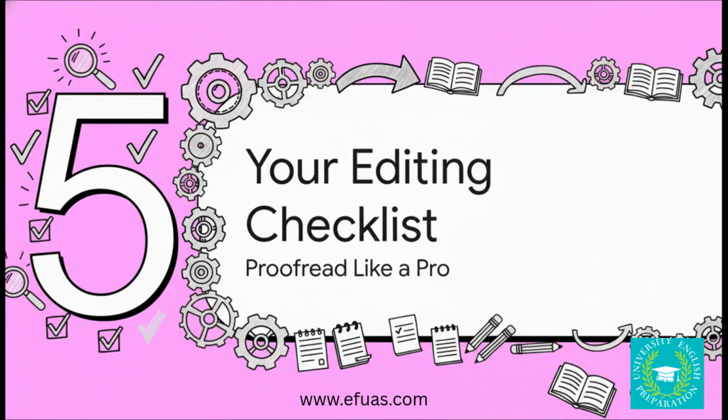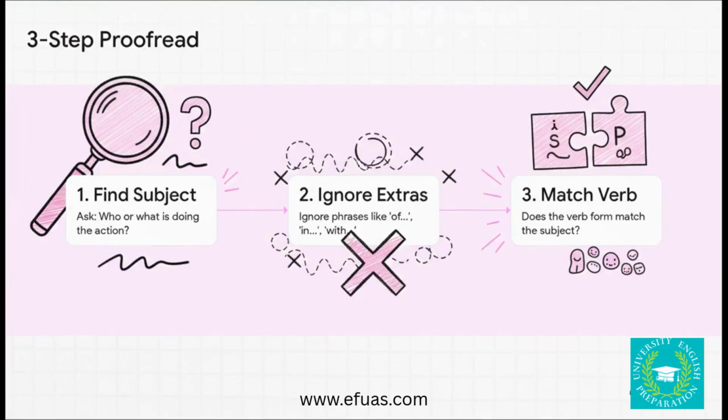So how do you actually use this when you're editing your own work? Let's boil it down to a super simple checklist that you can use every single time. It's just 3 steps. That's it, for every single sentence you write. 1. Find the real subject. Ask yourself who or what is doing the action. 2. Ignore all those distracting phrases in the middle. Just cross them out in your mind. And 3. Make sure the verb matches the subject you found.